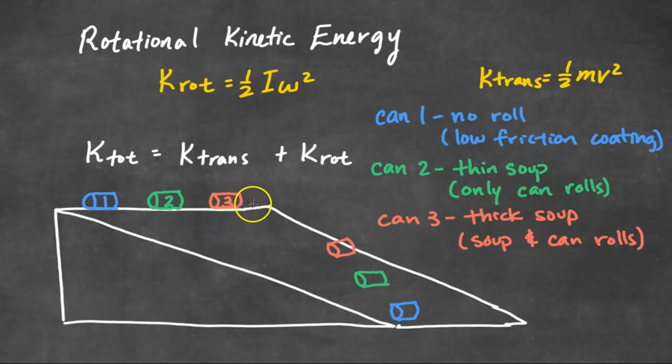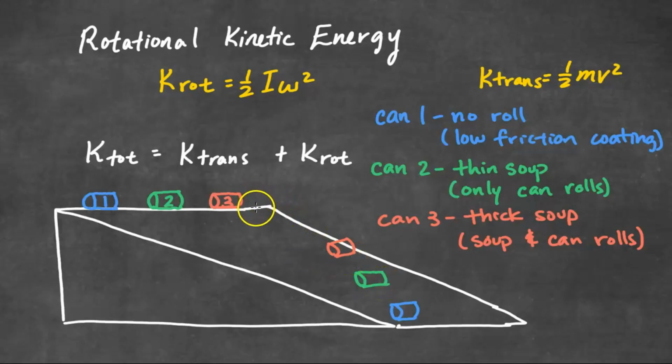So which one's going to win? Can 1 is going to win because all of the gravitational potential energy has been transformed into translational kinetic energy. So it's going to be the winner. Can number 2 is going to be second place because some of that energy has been transformed into rotational energy. So some of that energy is needed to make it rotate, so it has less translational kinetic energy. It's going to have less energy to move it down the ramp.